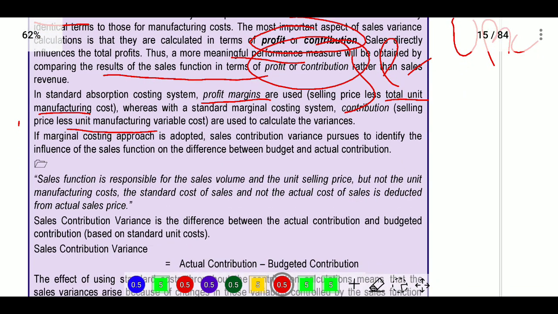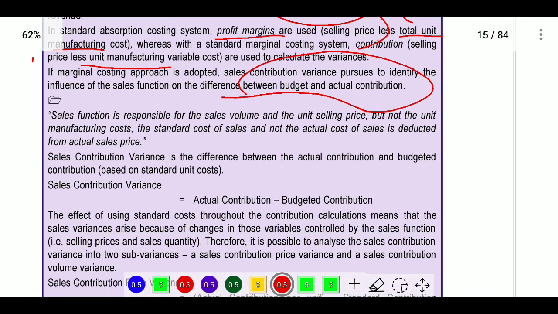Next, if the marginal costing approach is adopted, sales contribution variance is pursued to identify the influence of the sales function on the difference between budget and actual contribution. The sales function is responsible for sales volume, which means quantity and unit selling price. So the quantity you are selling and the unit price are the responsibility of the sales function, but not the unit manufacturing cost.